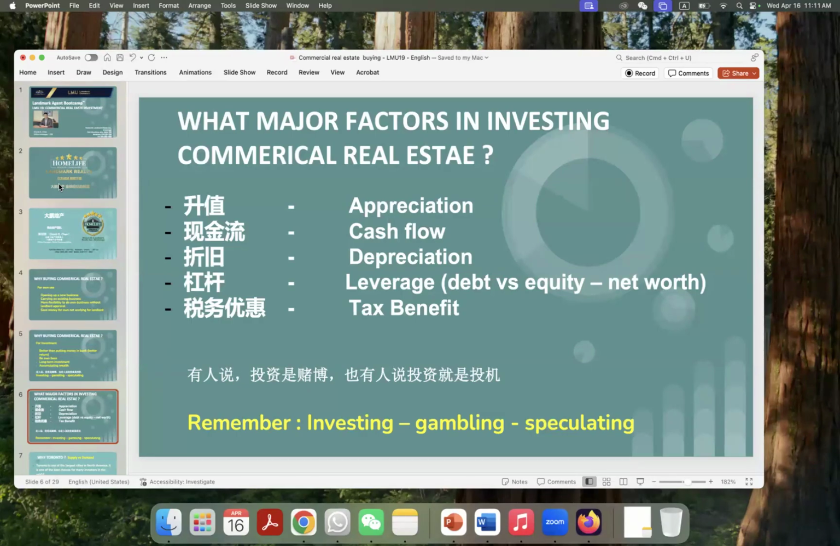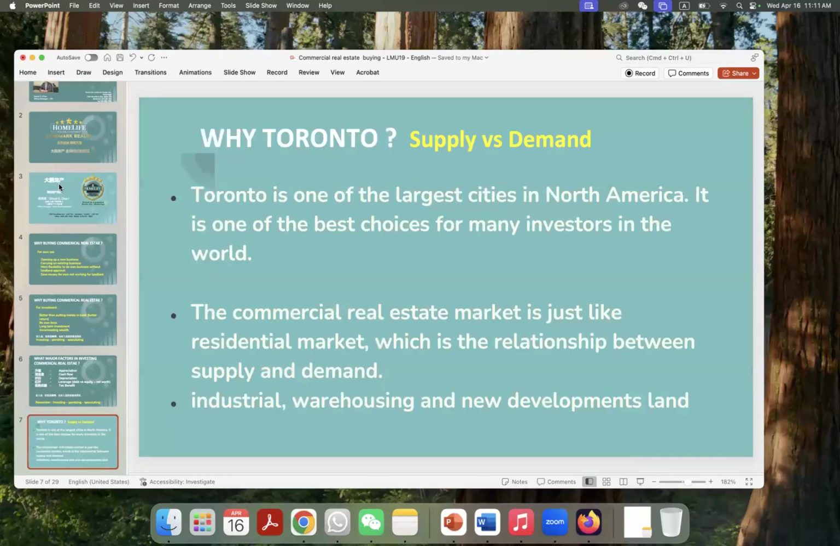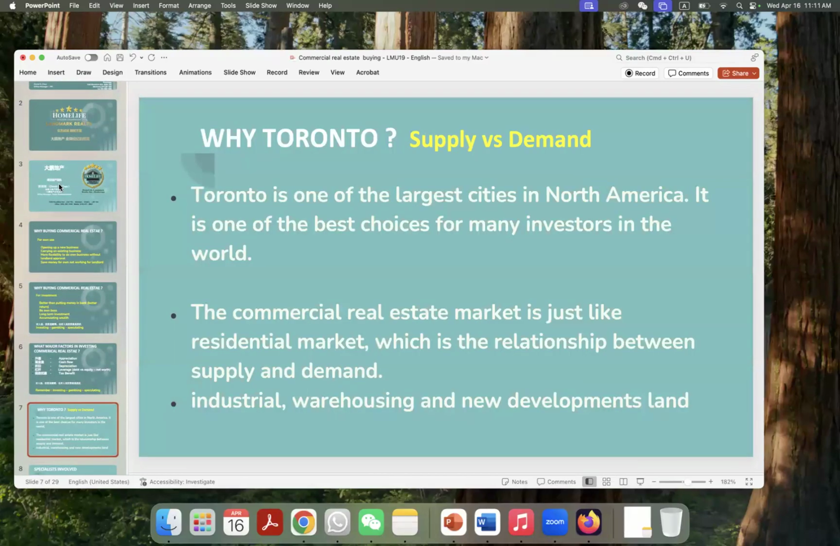So, of course, everyone wants to make money, but you need to know how to save the money, right? Not only make money, you need to save the money. How to save money? Tax benefit. So that's something you need to tell the client, right? So I will not talk so much about the details.